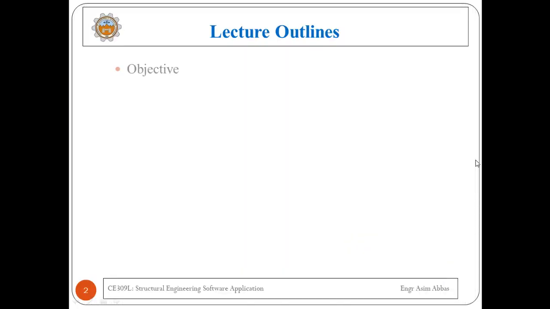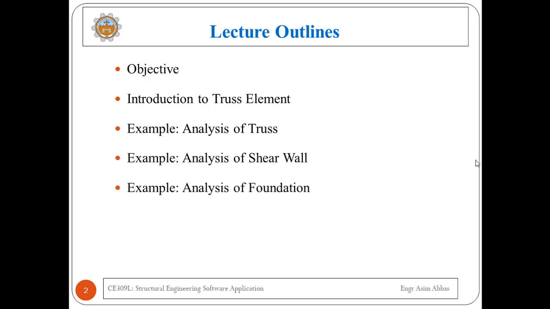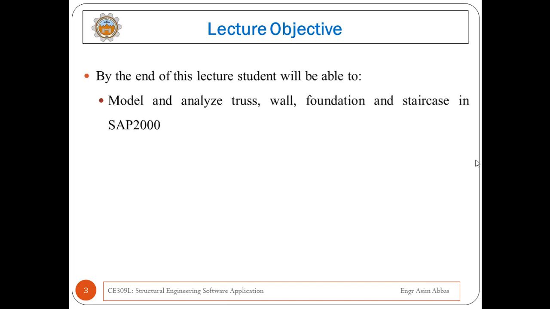Okay, the lecture outline: objective of this lecture, introduction to a truss element, example on analysis of truss, example on analysis of shear wall, example on analysis of foundation, and example on analysis of staircase. Right at the end, a class task is given for student practice. Lecture objectives: by the end of this lecture, the student will be able to model and analyze truss, wall, foundation, and staircase in SAP2000.